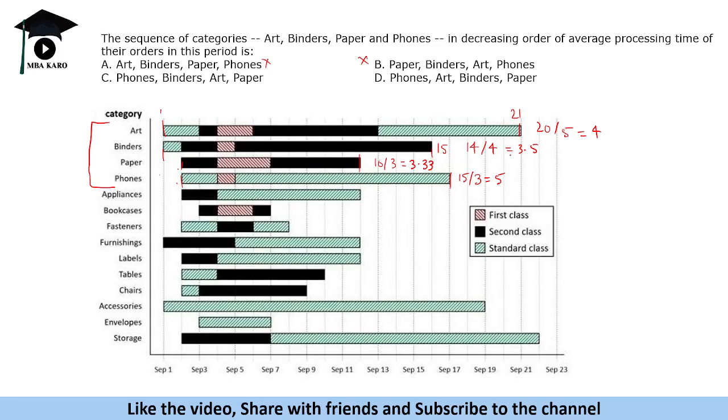Okay, phones, papers, binders, and art we need to find. So art is the second one, so phone, art, binder, and paper, that is the order we need to find, right? So clearly an easy one. Again, you just have to find the average of these four numbers, dividing the total by this, and it was not difficult to find the total also, right? Very simple steps.